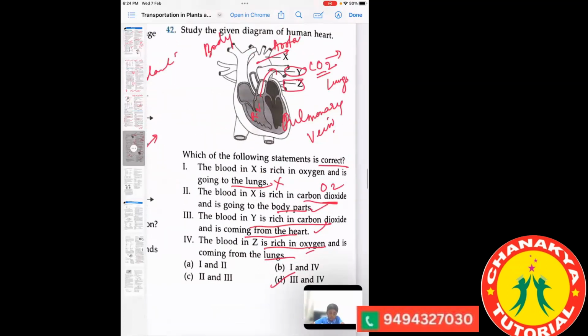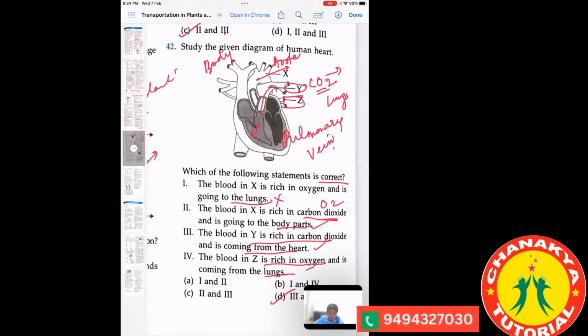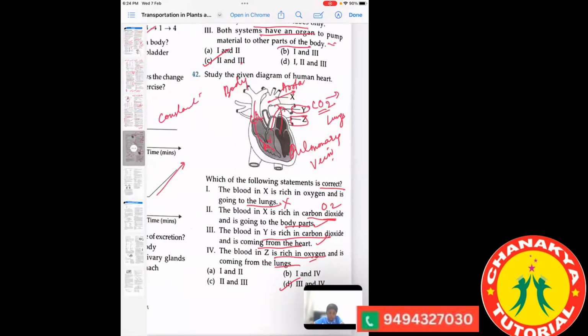So children, we should know now each and every part where the oxygenated blood is, where the blood is rich in oxygen, and where it is not. So keep in mind this part will be the deoxygenated blood where CO2 will be more, and this side will be rich in oxygen, where the oxygen will be more.